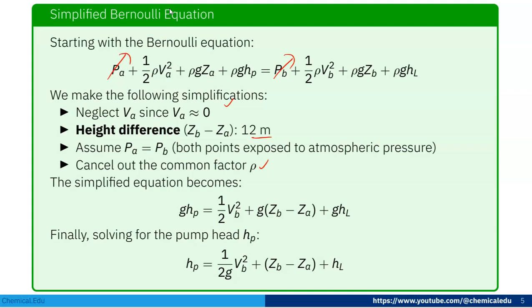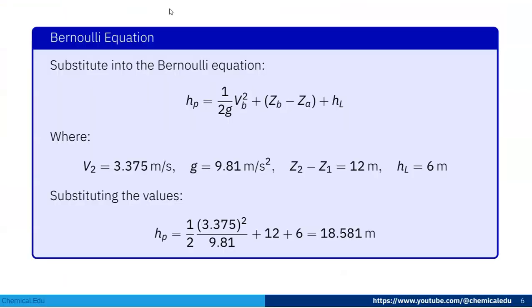Then we will have g HP, after canceling this common term, equal to half VB square, where VA is equal to 0, plus g times ZB minus ZA plus g HL. So now HP will be VB square by 2g plus ZB minus ZA plus HL. Now plug in all these values. We know that V2 is 3.375 meter per second, g is 9.81 meter per second square, Z2 minus Z1 is 12 meter, HL is 6 meter. After plugging in all these values and doing the calculation, HP will be 18.581 meter.